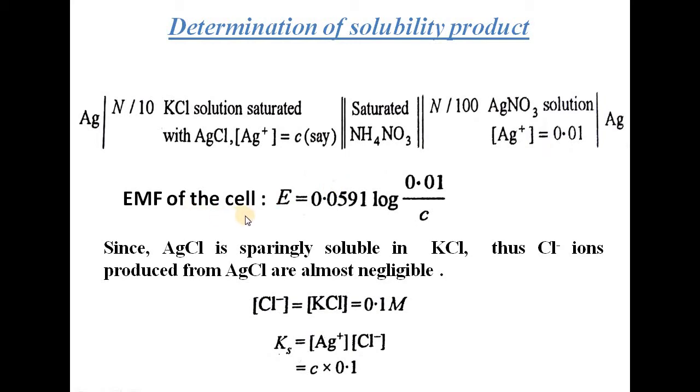Now the EMF of this cell is given by this expression, where C is the concentration of Ag+ ion in the KCl solution. Now as silver chloride is sparingly soluble in KCl, the chloride ions are produced mainly from the KCl. The reason being, chloride ion produced from the silver chloride will be negligible as compared to that produced from the KCl solution. So we will write here the concentration of chloride ion is approximately equal to the concentration of KCl, which is equal to 0.1 molar.